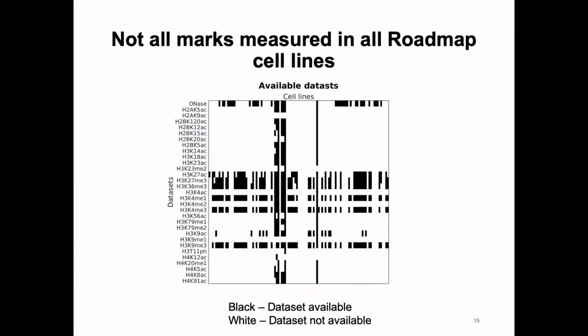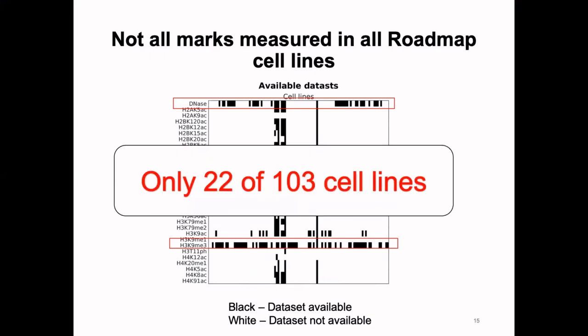One of the problems that we ran into pretty early on was that while there are a lot of cell lines in the Roadmap database, they don't all have the same marks available. And so when you're training models and you need a specific set of features, this could get pretty annoying, as you can imagine. Even if you took the intersection of all the marks that are commonly measured in the Roadmap database, you'd only end up with 22 cell lines.